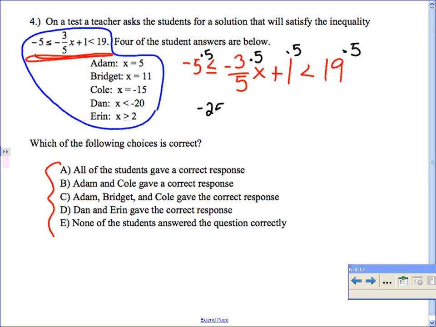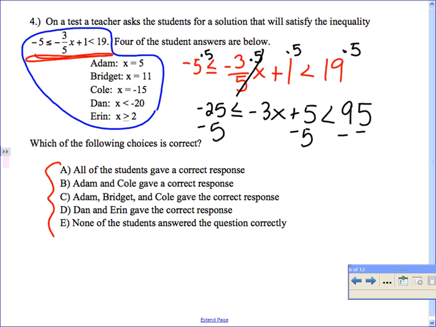This becomes -25 less than or equal to. These 5's clear, so we have -3x. 5 times 1 is 5, so this is a positive 5, less than 19 times 5 is 95. We want to get x by itself in the middle, and I know I will keep saying that. So we're going to subtract 5 in the middle, left, and right. Don't forget, what you do in the middle, you also have to do on the left and on the right. So I'm going to cross this off. These cancel. So we have -30 less than or equal to -3x less than 90.